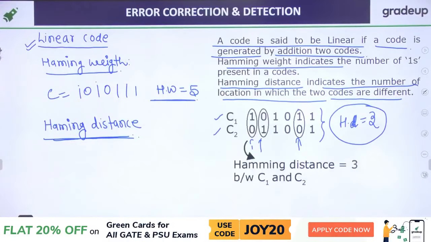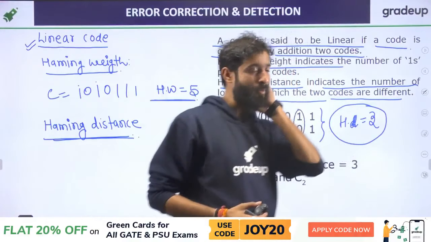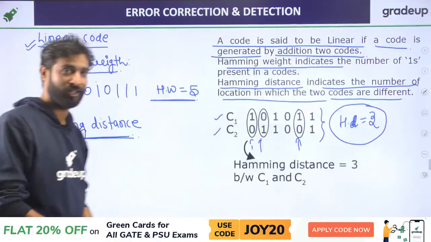Vishnu, good evening dear. So Arun Shah, Hamming distance note 6, Hamming distance is basically 3 for this code, right?